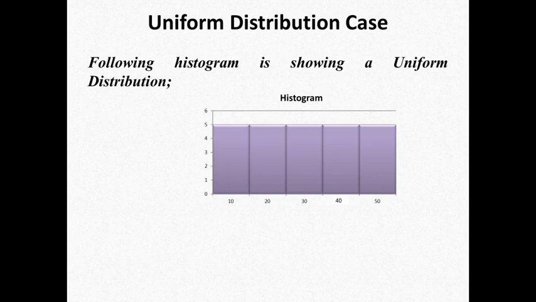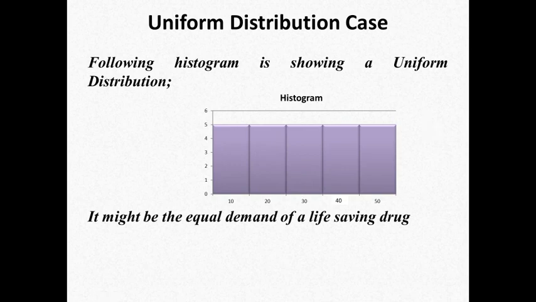Uniform distribution cases might show a histogram like this, and let me assure you, we cannot have this perfect situation in real life, but the bars of the histogram somehow look close to each other in height. But right now I am giving you a theoretical example, so I am showing you a perfect histogram. So what type of examples can we associate with the histogram if it is making a rectangular shape? The possible cases might be the equal demand of a life-saving drug.